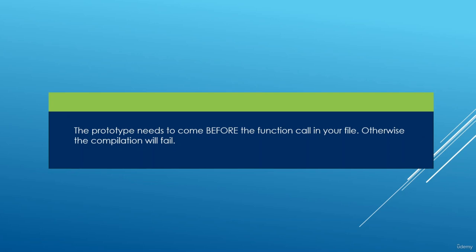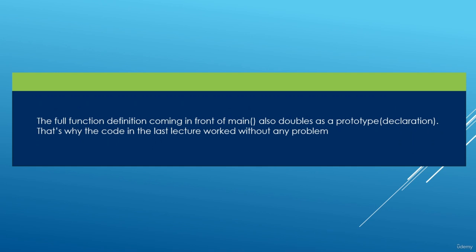a compiler error. And now you might be asking, but why did our programs in the last lecture work? We didn't split things up and our program was working fine. Well, if you put a function definition in front of the main function, that function definition is also going to double as a function declaration. That's why the code in the last lecture worked.